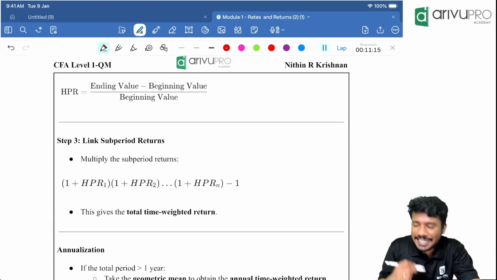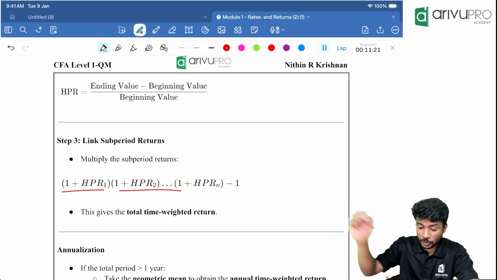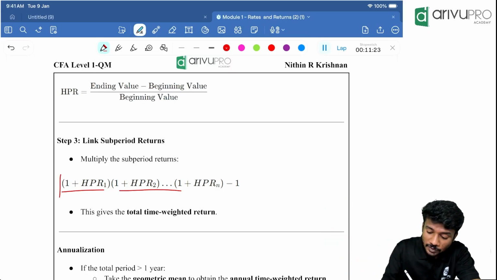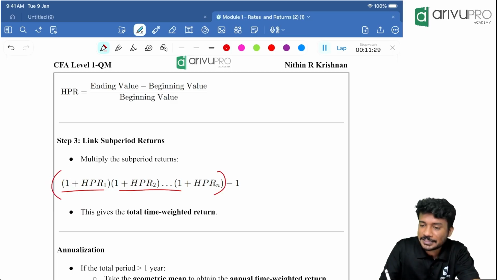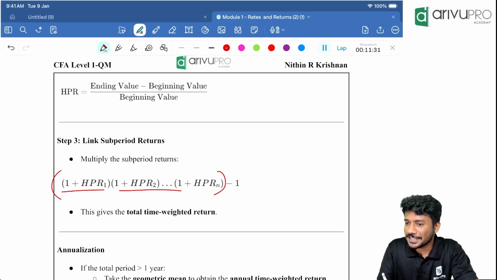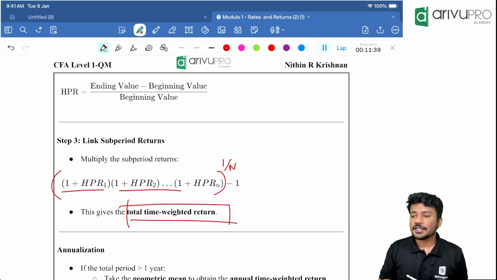Now, after finding HPR, it is much easier. We will link the entire sub period. We will just take the product of everything. But make an important note: usually we will take the geometric mean. Yesterday I told you, whenever percentage is involved, what is the best method? If it is directly given in percentage, we will always take the geometric mean. Then you are getting your total time weighted return.